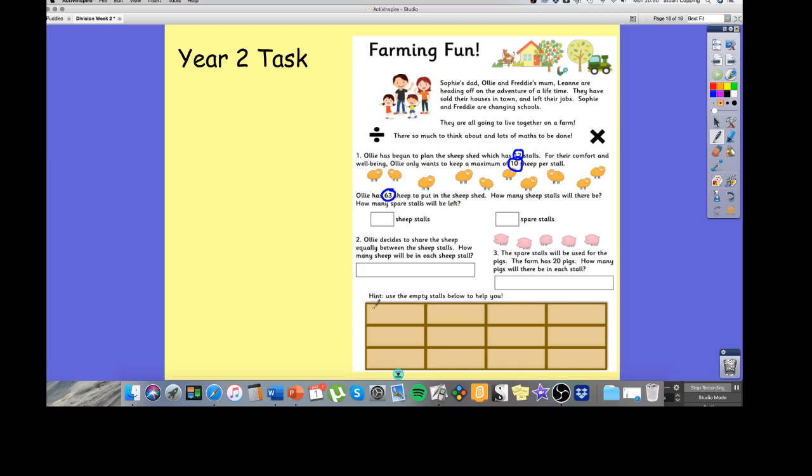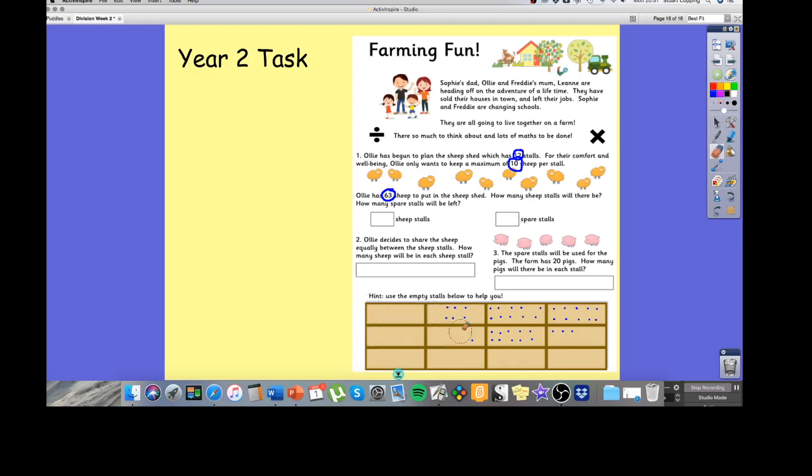I'm actually going to do this one with you. So I'm going to put my 10, 1, 2, 3, 4, 5, 6, 7, 8, 9, 10 in that stall. And then again, 1, 2, 3, 4, 5, 6, 7, 8, 9, 10. So I've got 20 sheep so far, and I'm going to keep going until I've got to 63. 30, 35, 40, 45, 50, 55, 60, but I've got 63, so that means 3 are going to go in here. So how many sheep stalls have I used? Write the answer in this box. How many will be spare? Write it in this box.